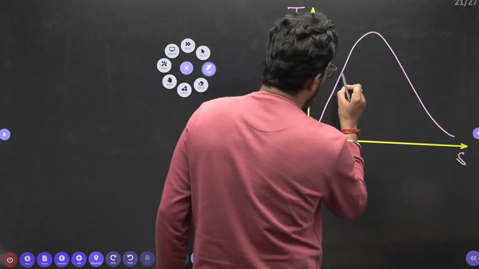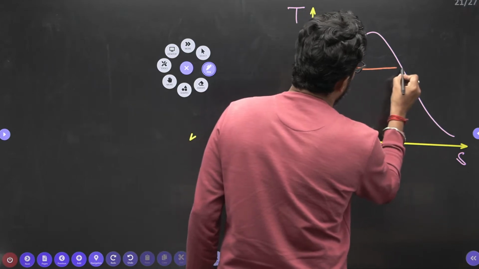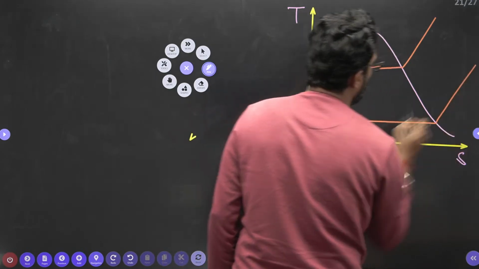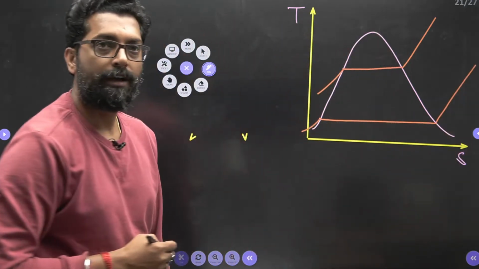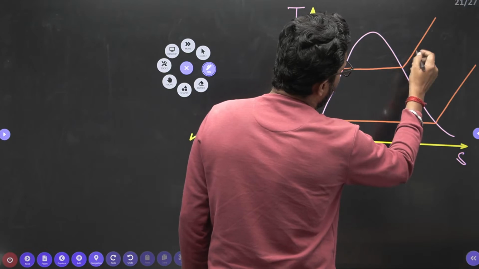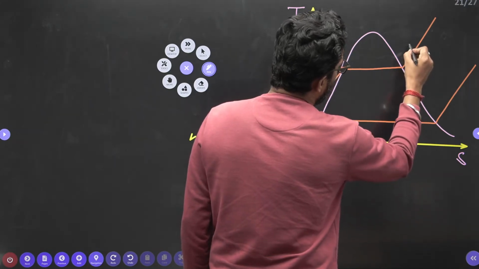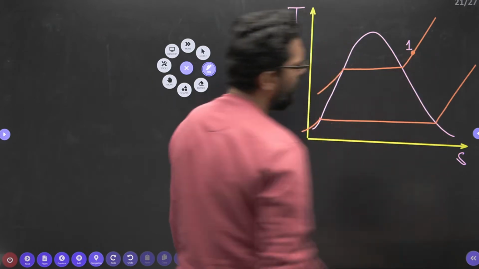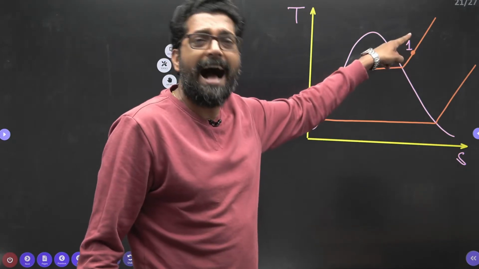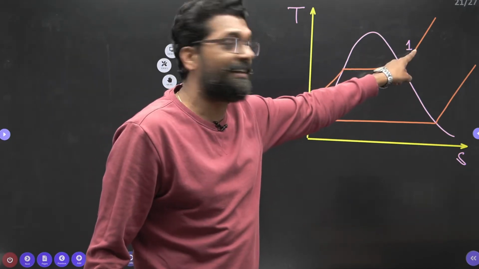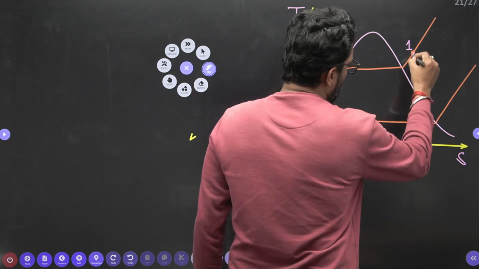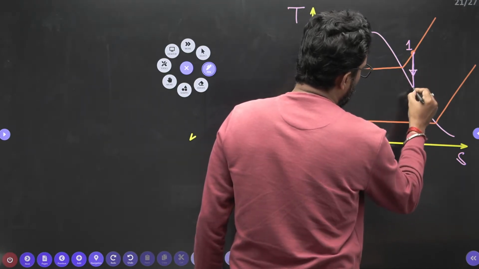Now this is your boiler pressure, and this is your condenser pressure. Steam will enter. This is the point. Let's suppose this is your point number 1. At this point, this is the entry to the high pressure turbine, and it will expand. Let's suppose it will expand up to point number 2.